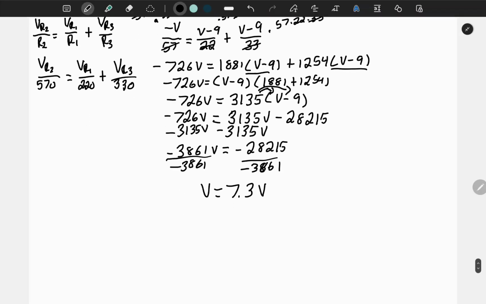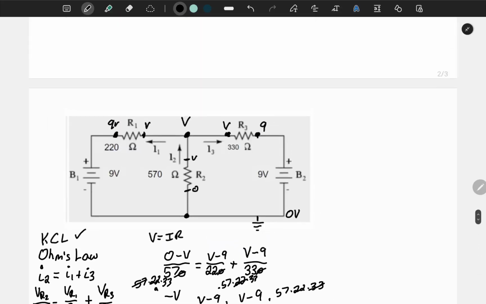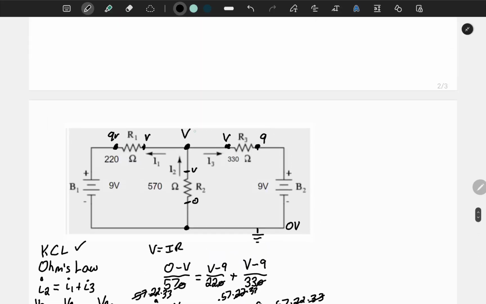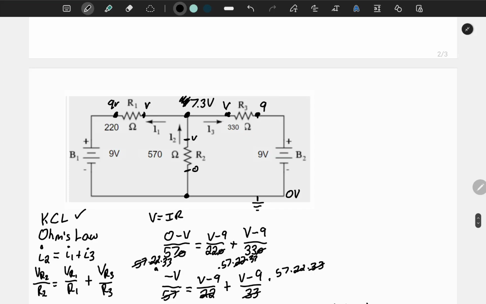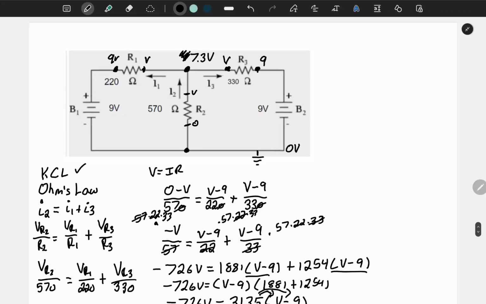So that being said, we found the voltage at this node. Right here, we can actually cross this out. It is 7.3 volts. If we took a DMM or digital multimeter, put the positive probe right here, and put the negative probe on ground or at the negative end of the battery, we'd get 7.3 volts.